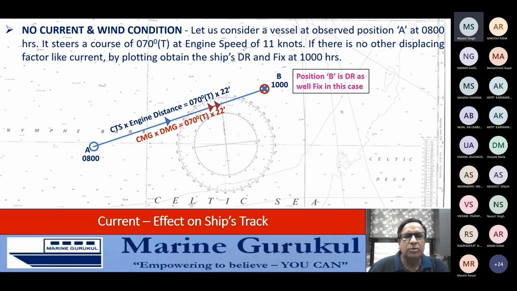Position B is both DR as well as fix. Then we have track through water, which is represented by CTS and engine distance. And we have track over the ground represented by CMG and DMG, though both have been same in this particular case.